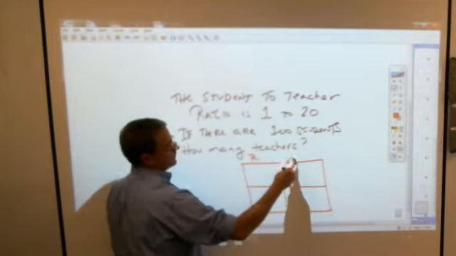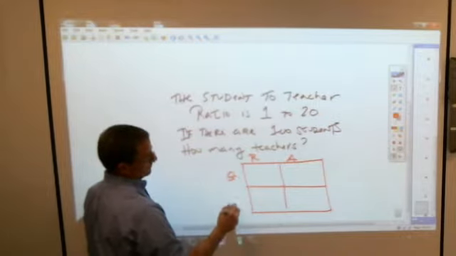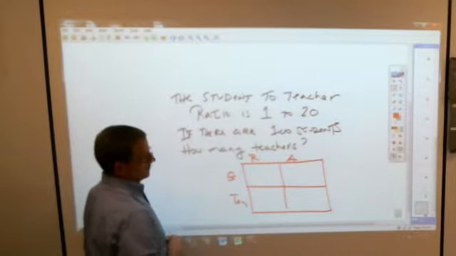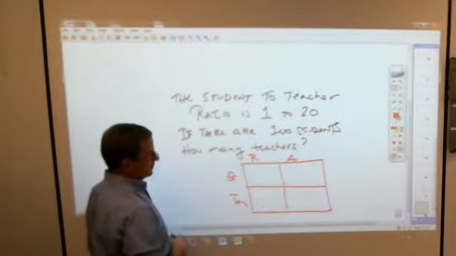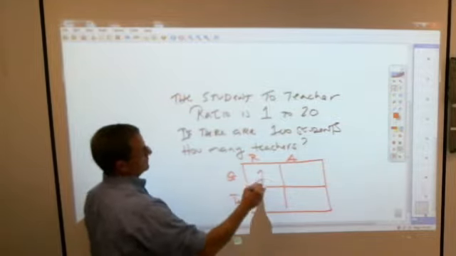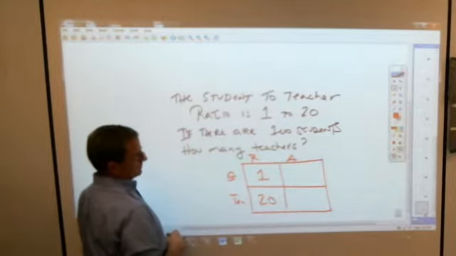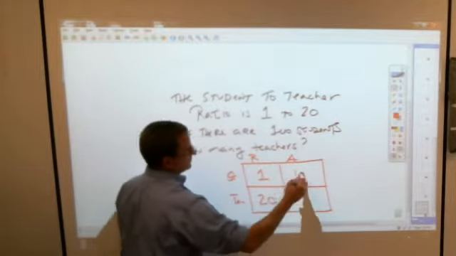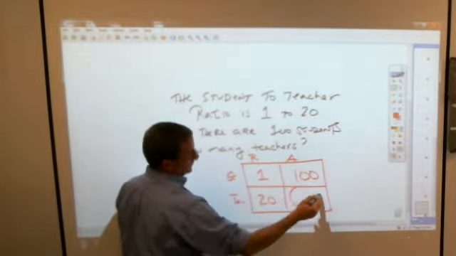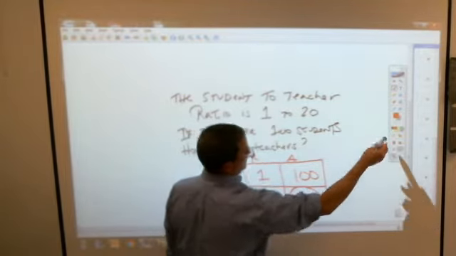Here's my ratio, here's my actual. I am comparing students to teachers. What numbers go where? Brian, what goes where? The 1 in students and the 20 in teachers. And then my actual, what goes where? The 100 in students. Then you just need to fill in this blank here. This fraction equals that fraction. And the answer would be, what?